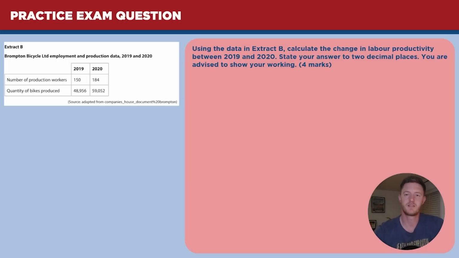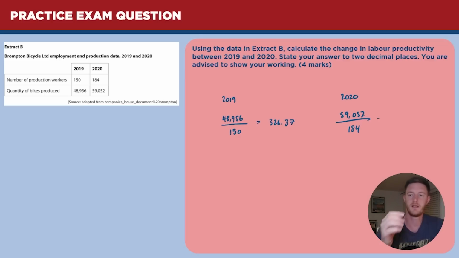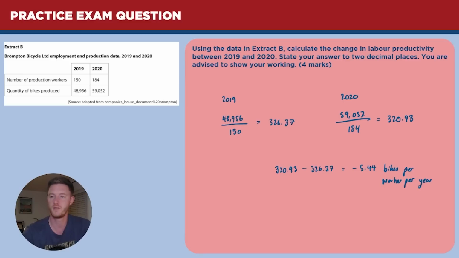Let's have a look at an example of this. Change in labour productivity between 2019 and 2020. So 2019 is 48,956 divided by 150 workers. So that is 326.37 bikes produced per worker. In 2020, it is 320.93. So obviously the change is going to be the difference between the two. So minus 5.44 bikes per worker per year. They're making less. They've got 34 more workers, and they're making less per worker.